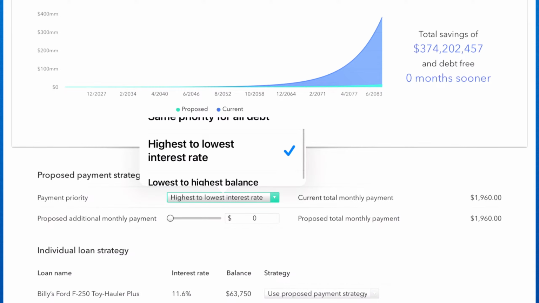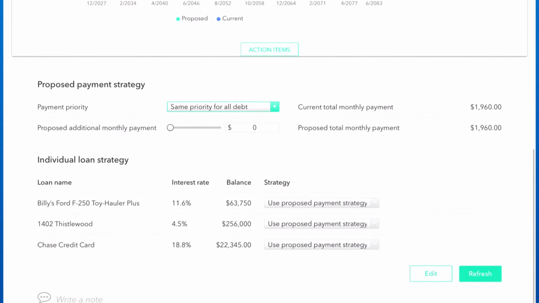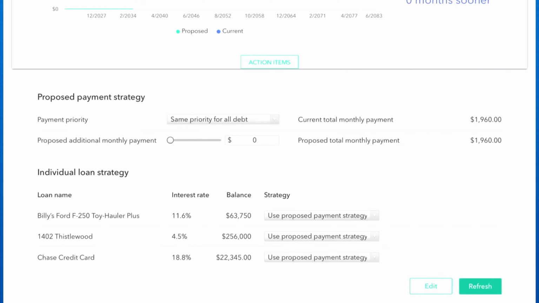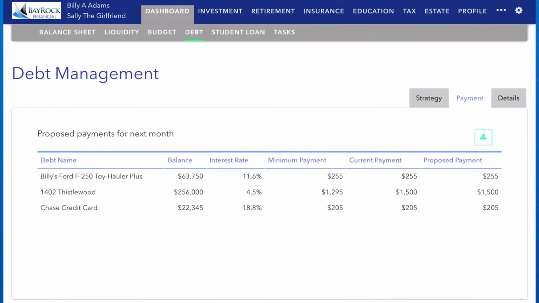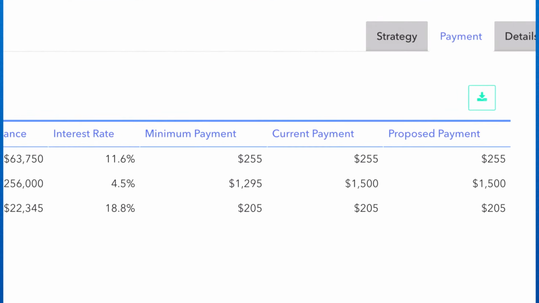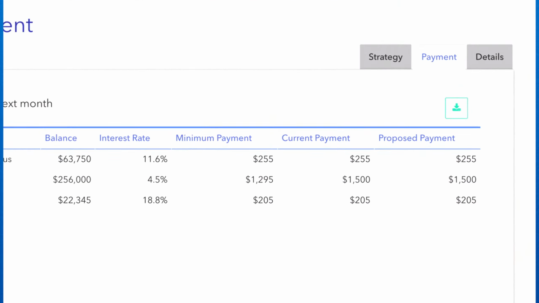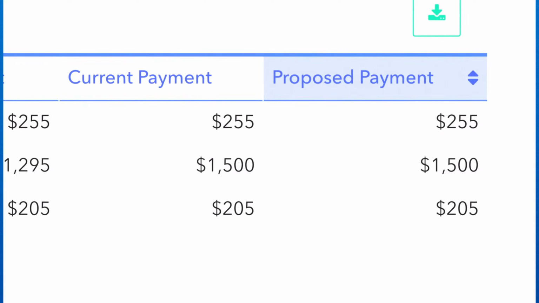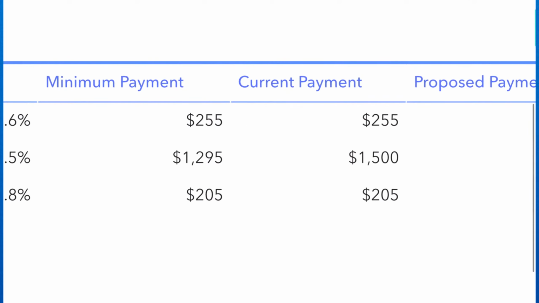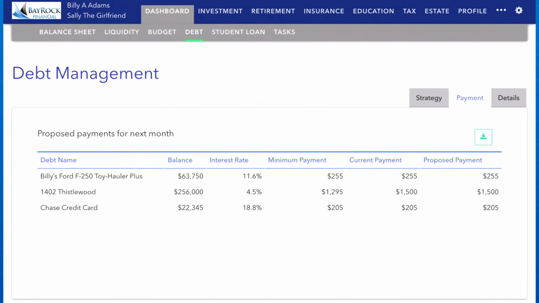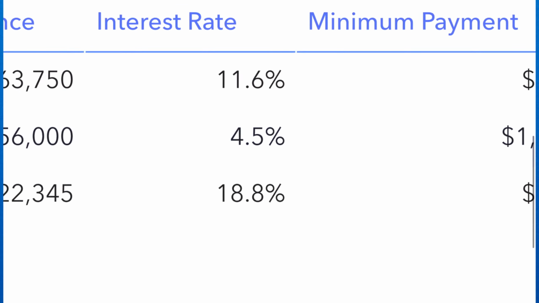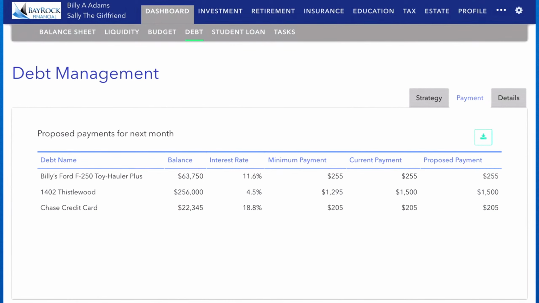So all we did here is, if we do same priority, I'm going to go back to where we were. Just notice that if we go back to where we were and we go to payment, you'll see here that on the current payment versus the minimum payment, Billy and Sally were spending more money than necessary. So they were paying more than their minimum on their mortgage because they wanted to pay it off early, which is great. But they happened to pick the interest rate that was the lowest. And so that wasn't really the smartest strategy.